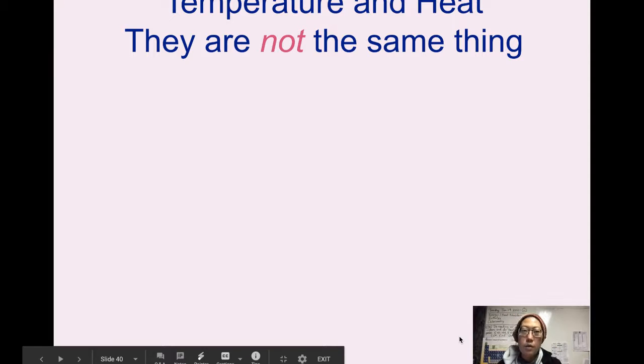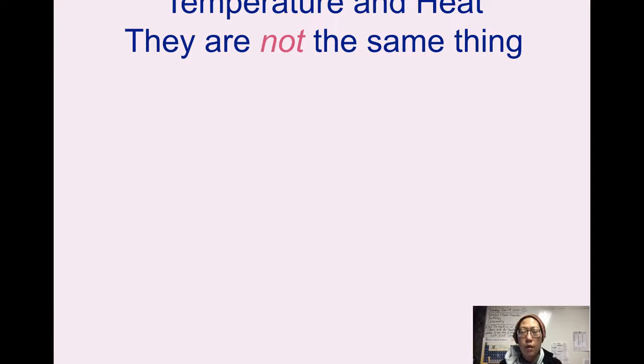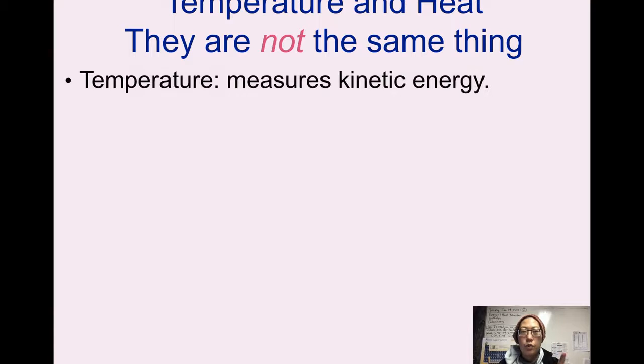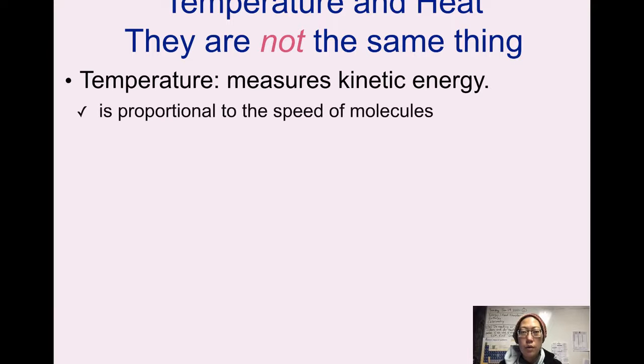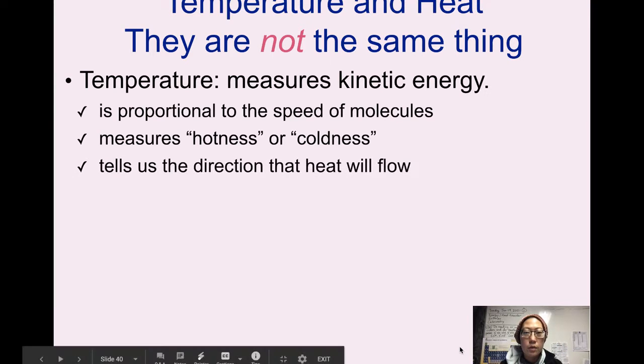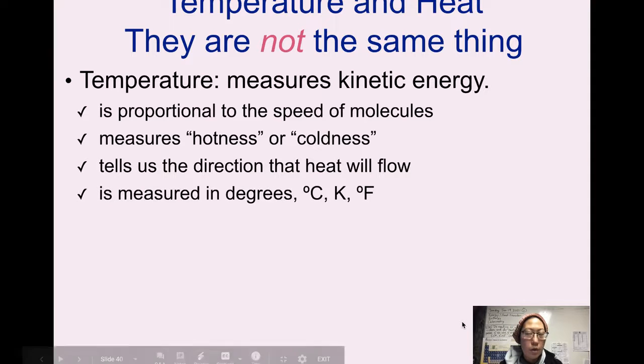So keep in mind, temperature and heat are not the same thing, okay? Temperature is a measure of the kinetic energy. It relates to the speed of the molecules. It measures how hot or cold something is and tells us how the heat will flow, okay, from the hotter thing to the colder thing. And we measure it in degrees Celsius, Kelvin, or Fahrenheit. We're just going to use Celsius and Kelvin.